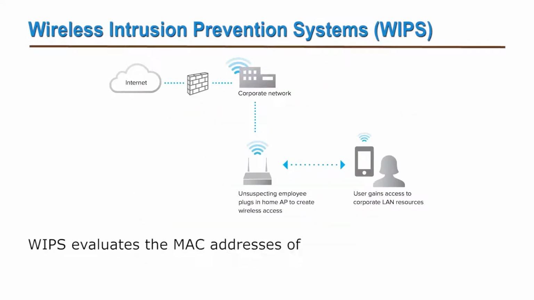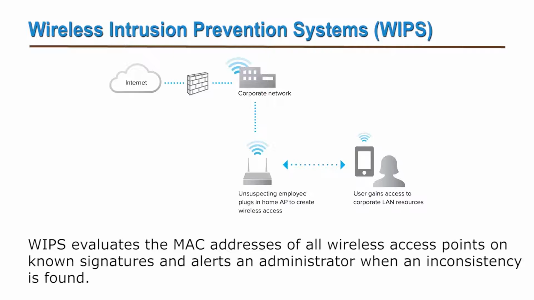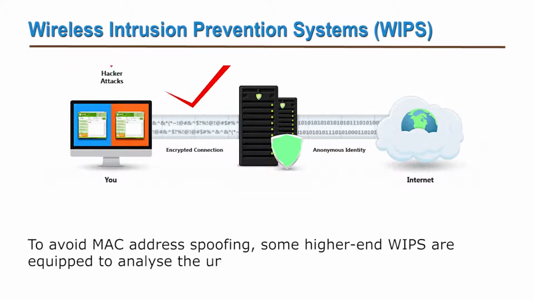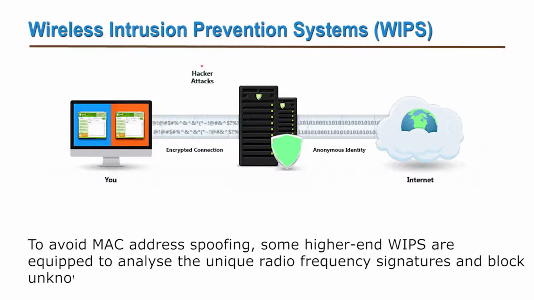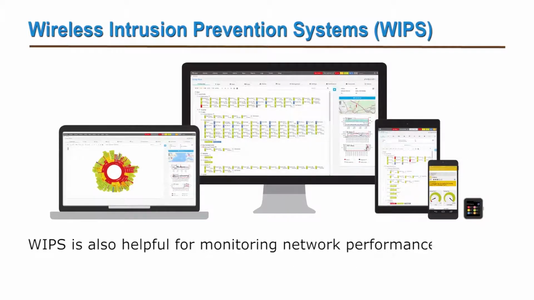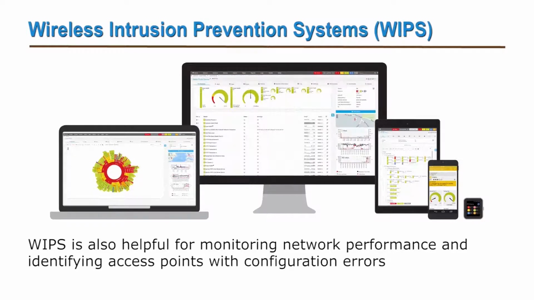WIPS evaluates the MAC addresses of all wireless access points on known signatures and alerts an administrator when there is an inconsistency. To avoid MAC address spoofing, some higher-end WIPS are also equipped to analyze the unique radio frequency signatures and block unknown radio fingerprints. Apart from that, WIPS is also helpful for monitoring network performance and identifying the access points with configuration errors.